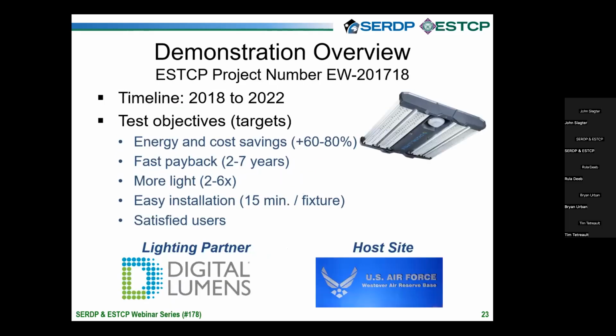So for the project, this was a multi-year demonstration. We measured the existing lighting system for over a year, and then retrofit the lights, and then measured the performance afterwards for energy and cost savings, again, targeting 60 to 80%. Looking for a fast payback, more light, easy installation, and satisfied users. So those were the metrics, and sort of to keep a long story short, we met all the key objectives, and the technology worked really well.